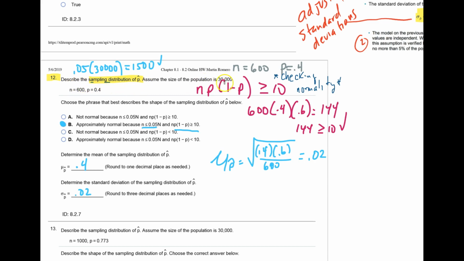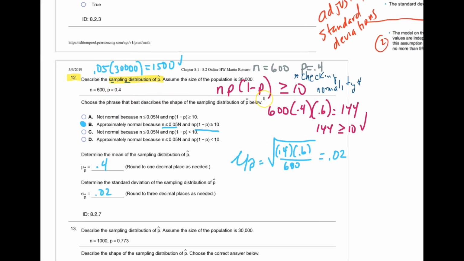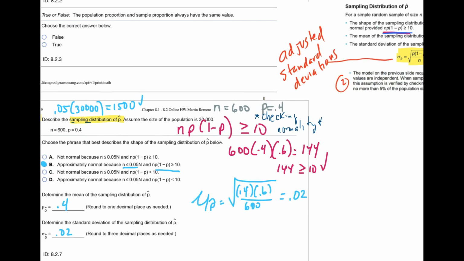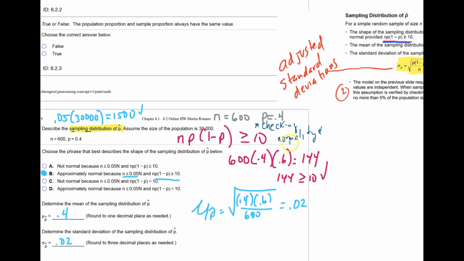And so to answer this question here, describe the sampling distribution of p hat. Assume the population is 3,000, your sample is 600, and your population proportion is 0.4. What is the sampling distribution if you take samples from this population? One, we have to verify that the distribution is normal. n times p times 1 minus p equals 144.